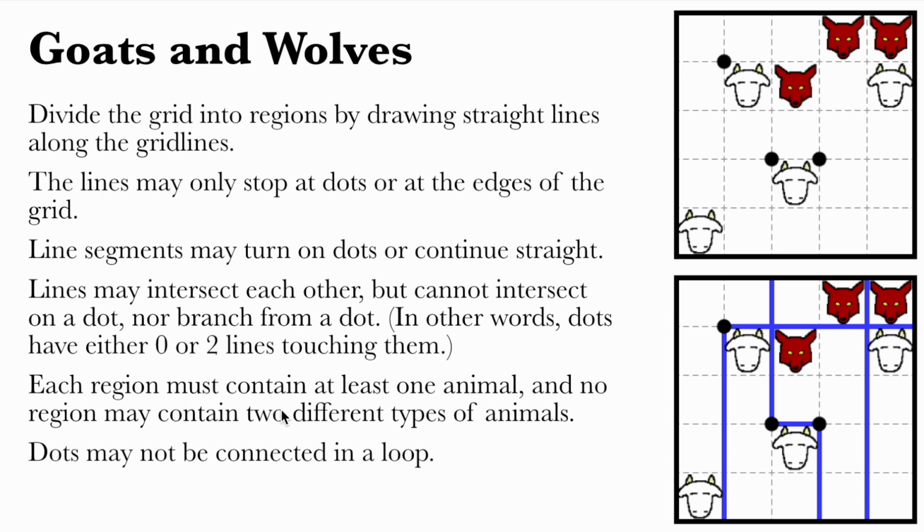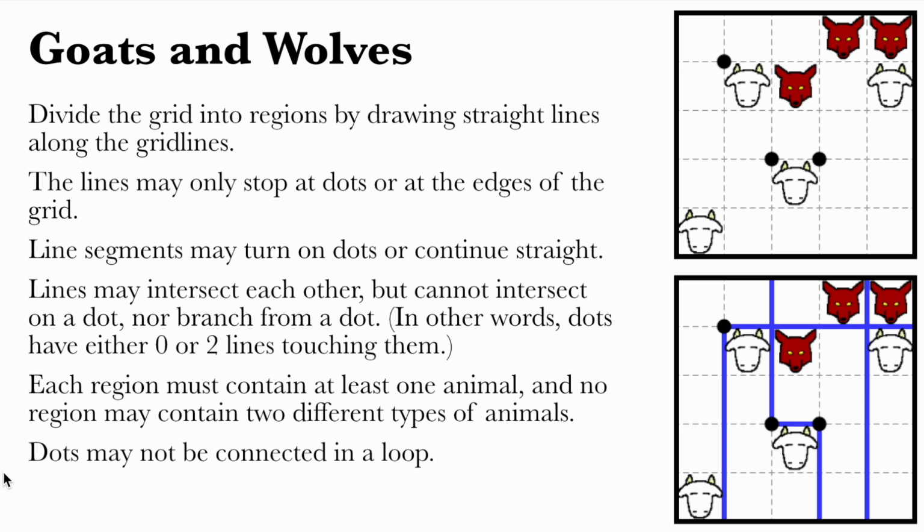Each region must contain at least 1 animal, and no region may contain 2 different types of animals. So in the example solution, you see that every pen has animals in it, and some have more than 1 animal. This one has 2 goats, but none has a goat and a wolf, so the wolves cannot eat the goats.